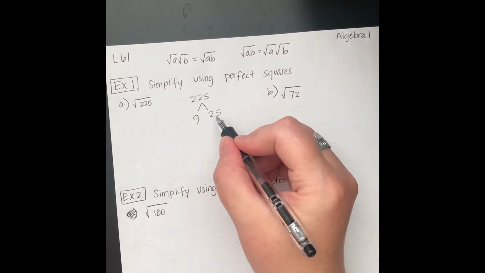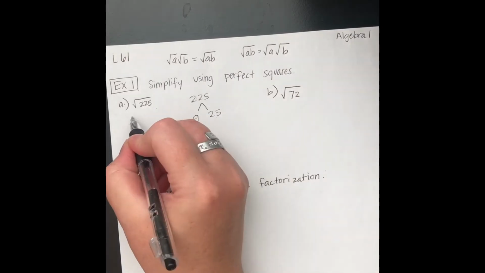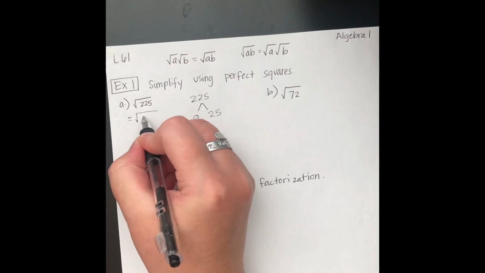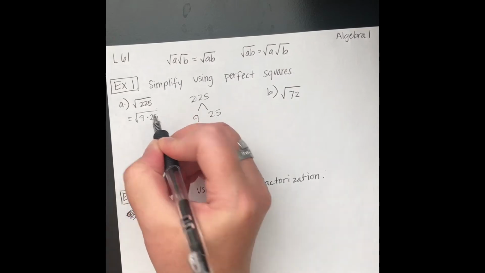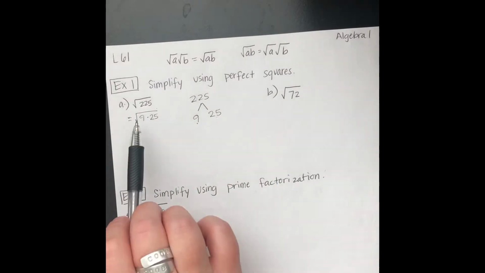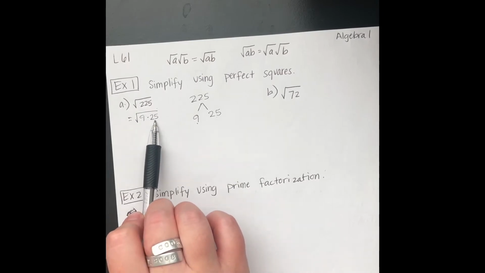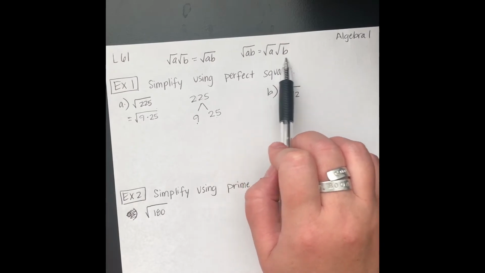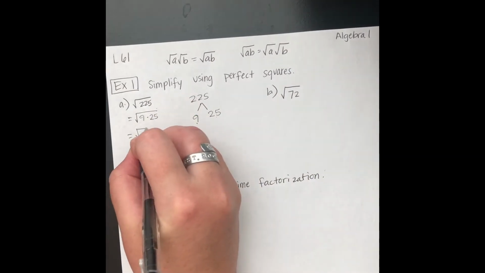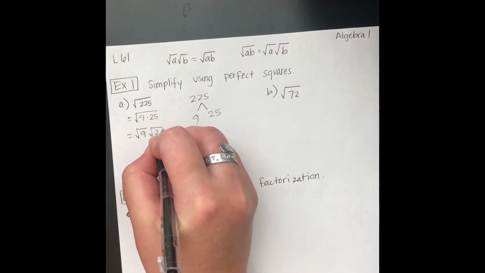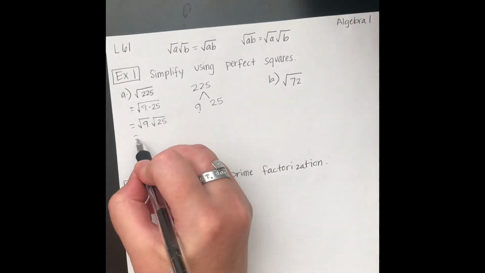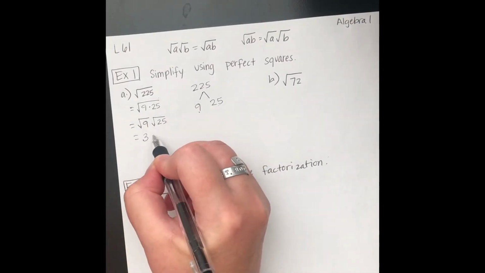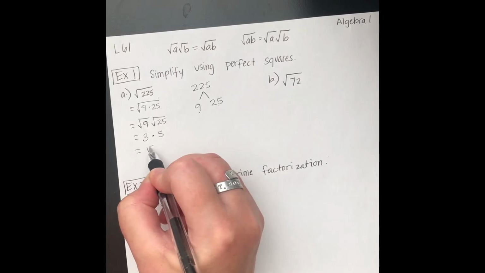9 is a perfect square and so is 25. So I'm going to rewrite these underneath the radical as 9 times 25, because that's the same as 225. Right here they are combined underneath the radical. I'm going to go like I did up here and separate them into 2 separate radicals. Square root of 9 times the square root of 25. Square root of 9 is 3. Square root of 25 is 5. So it's 3 times 5, which is 15.